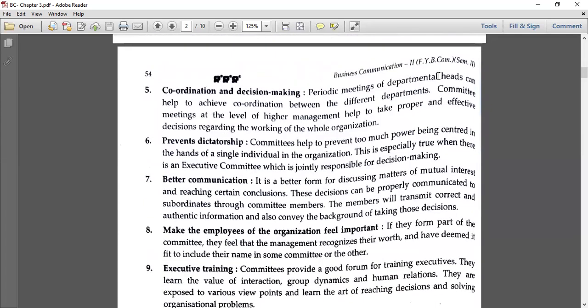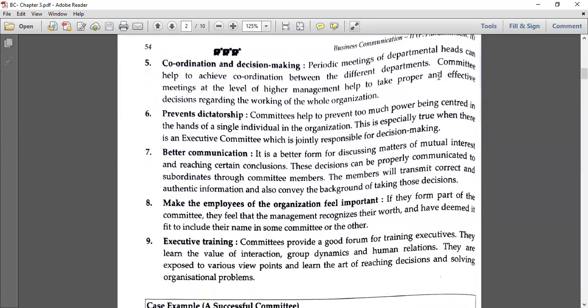The fifth point is coordination and decision making. Definitely, the main aim of establishing a committee is to coordinate between different activities, different departments, and different people with different expertise and experiences, to take better decisions to achieve the targets of the company.